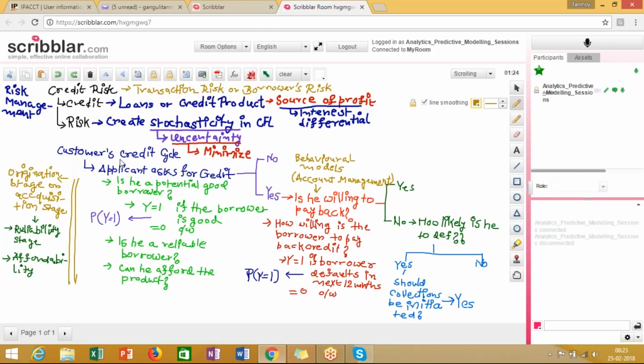However, we generally use the transaction risk and borrower's risk concepts interchangeably in credit risk. The more prevalent term that we use is the borrower's risk. Now, what are the key sets of risk to which a bank is generally exposed? A bank is generally exposed to three broad kinds of risk. So let's talk about banking risk first.